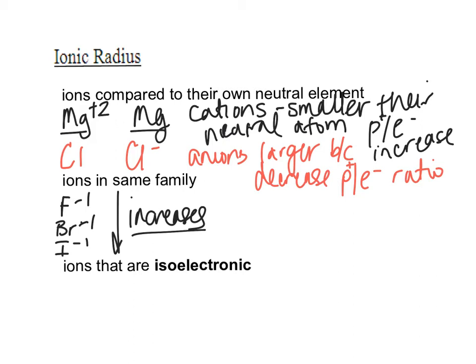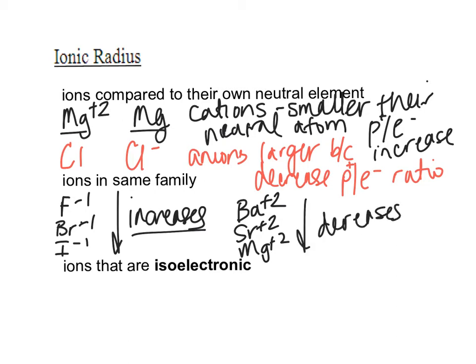And it's the same thing for positives. If you have Ba plus 2, Sr plus 2, and Mg plus 2, I'm going sneaky there, that's actually going up the periodic table. So these are decreasing in size, because that's going up the table. So if they're in the same family, then you're cool to follow the trend.